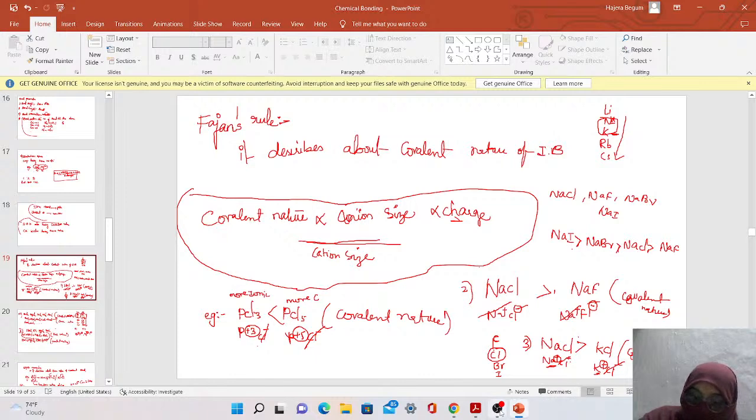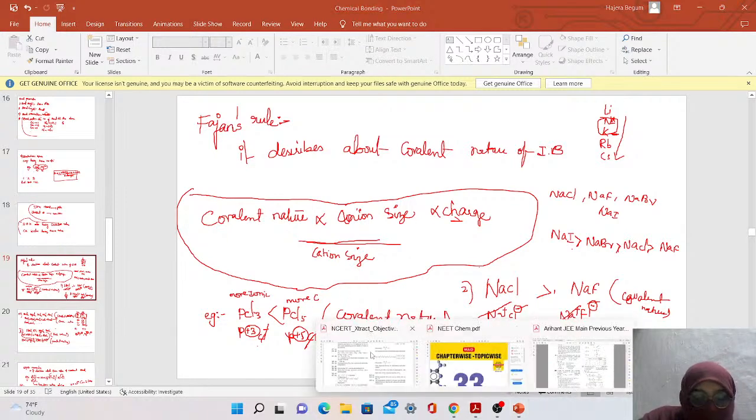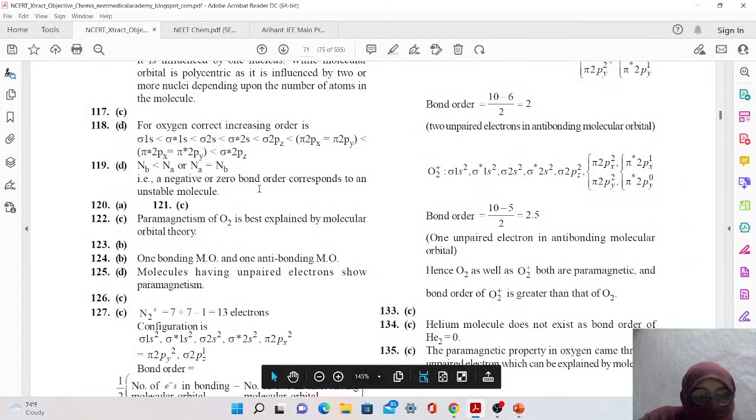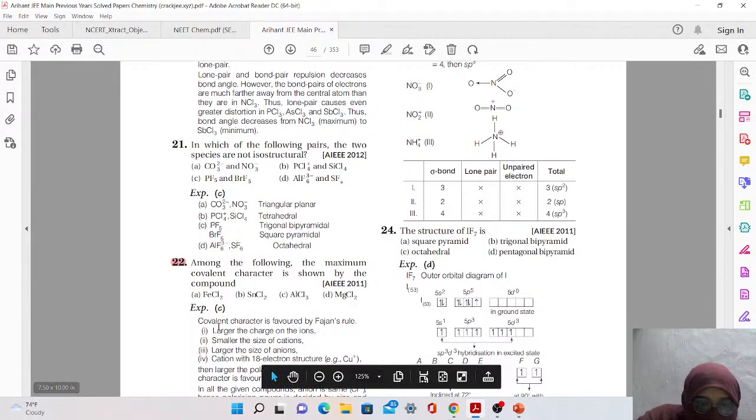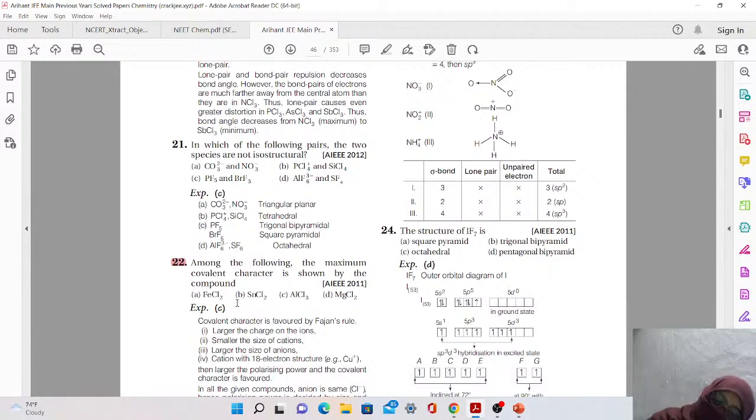You can have a look here that iron here is Fe plus 2. In the A, B is also like Sn plus 2. C is AlCl3, means aluminum is plus 3 charge. D is like MgCl2, that means magnesium is having plus 2 charge. So one which is having more charge will be more covalent, that means the answer is C. Right?